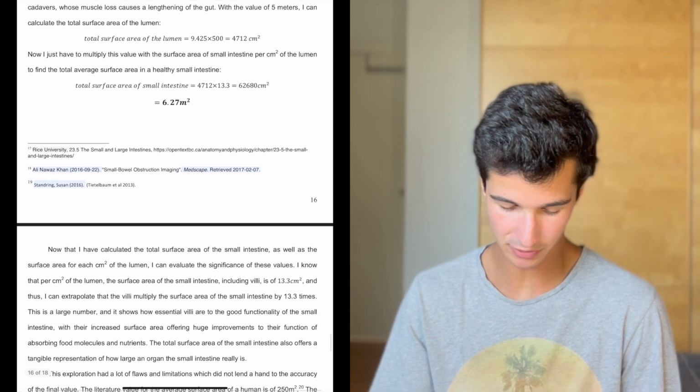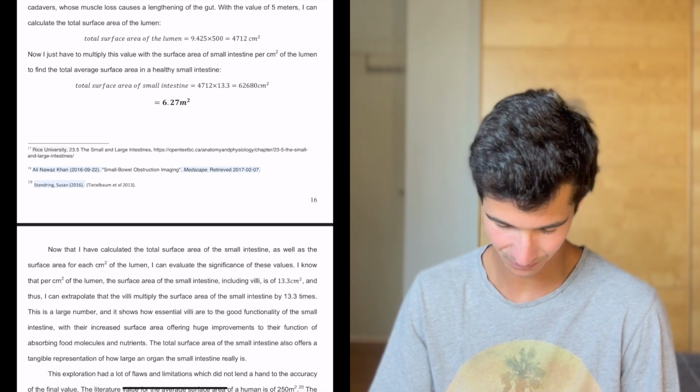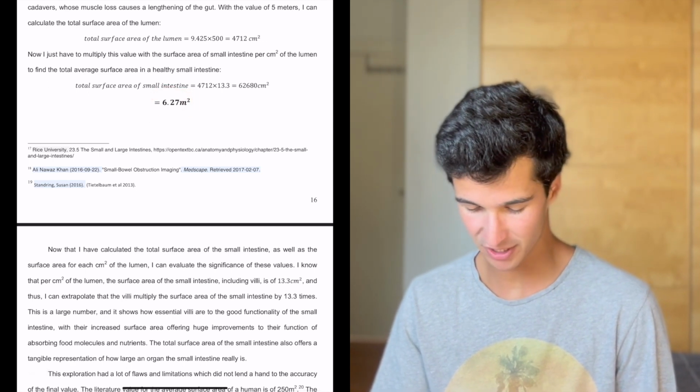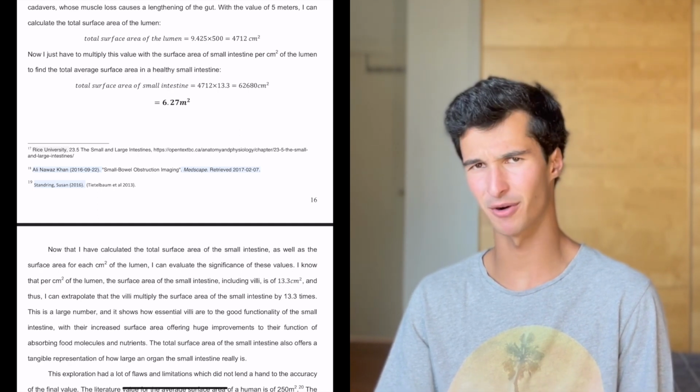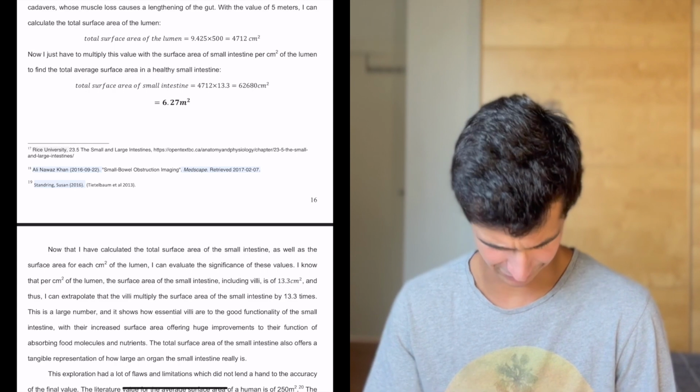So this gives me the total surface area of the small intestine as 6.27 meters squared. That doesn't seem right. That seems a lot less than it should be.